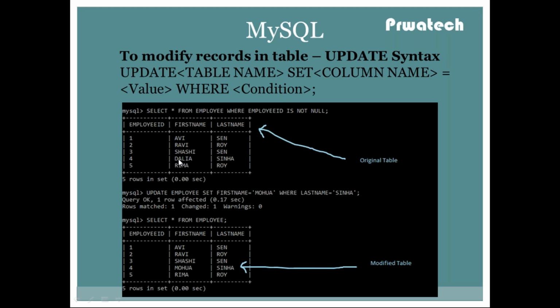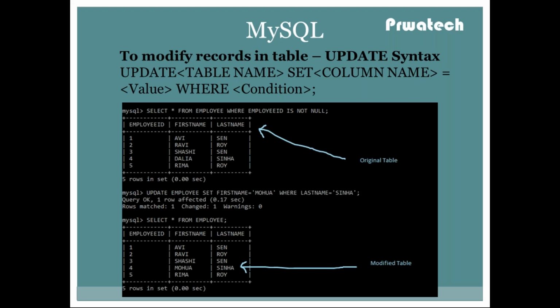See here, we have first shown the entire table using the select star command. Now we are writing UPDATE employee SET first name equal to 'Mohua' within quotations, as the data type is varchar in nature. I hope you guys remember that. WHERE last name is equal to 'Sinha', again within quotations. So we will change that very record wherever the last name is Sinha, followed by a semicolon, and then hit the enter button.